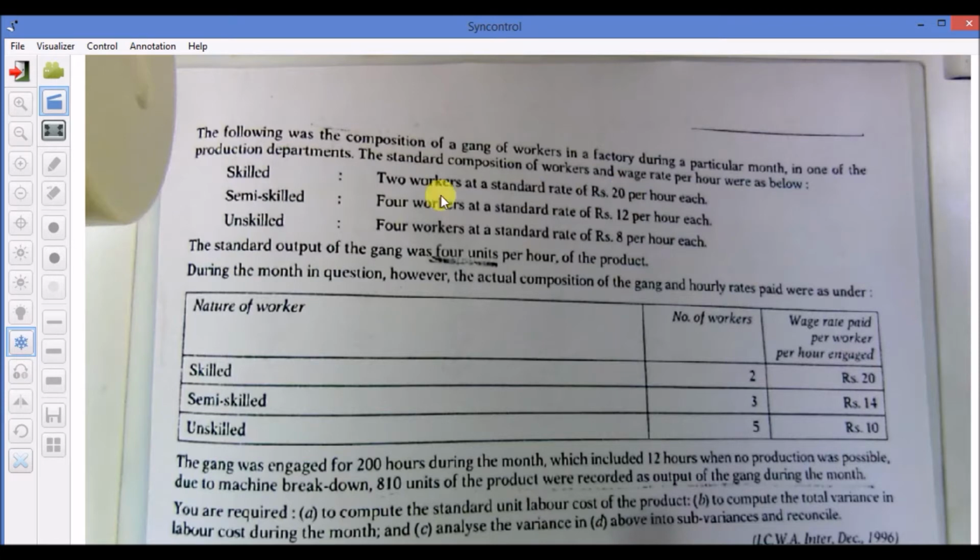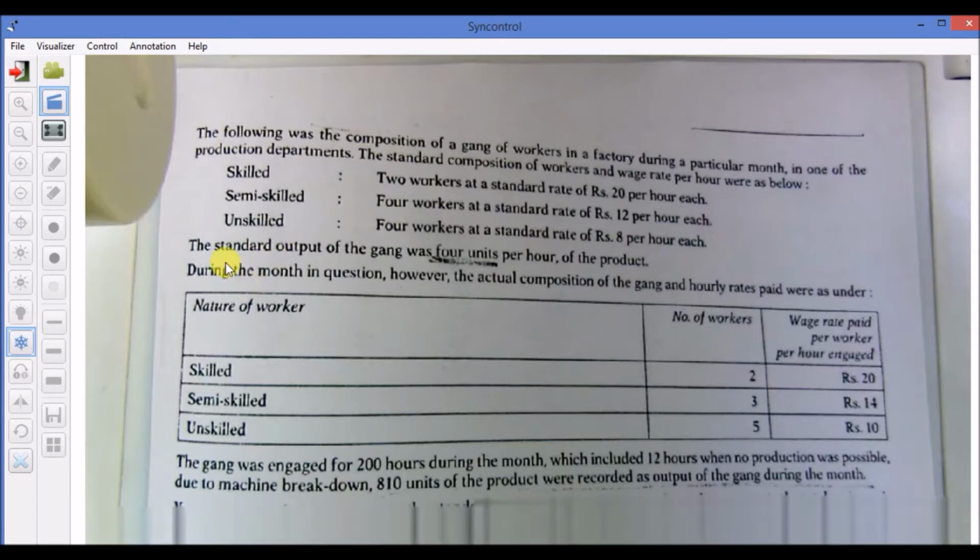Now remember friends, the skilled worker is paid 20 rupees per hour, the semi-skilled is paid 12 rupees per hour, and the unskilled is paid 8 rupees per hour. So you can see that there is a difference in their wage rate since their efficiency is decreasing.